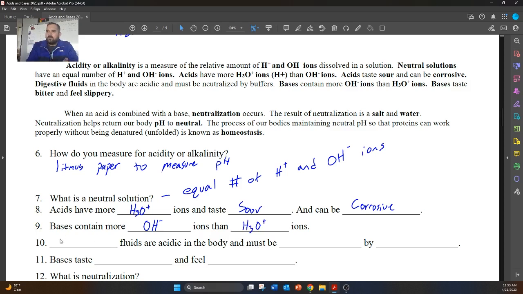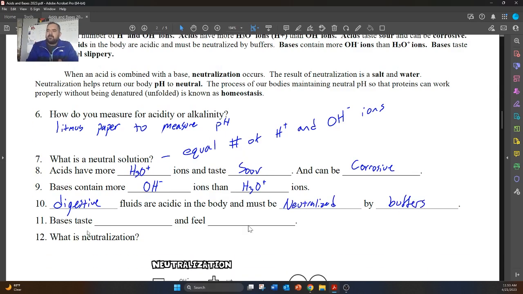Digestive fluids are acidic in the body and must be neutralized by buffers. All right, 11, next person.